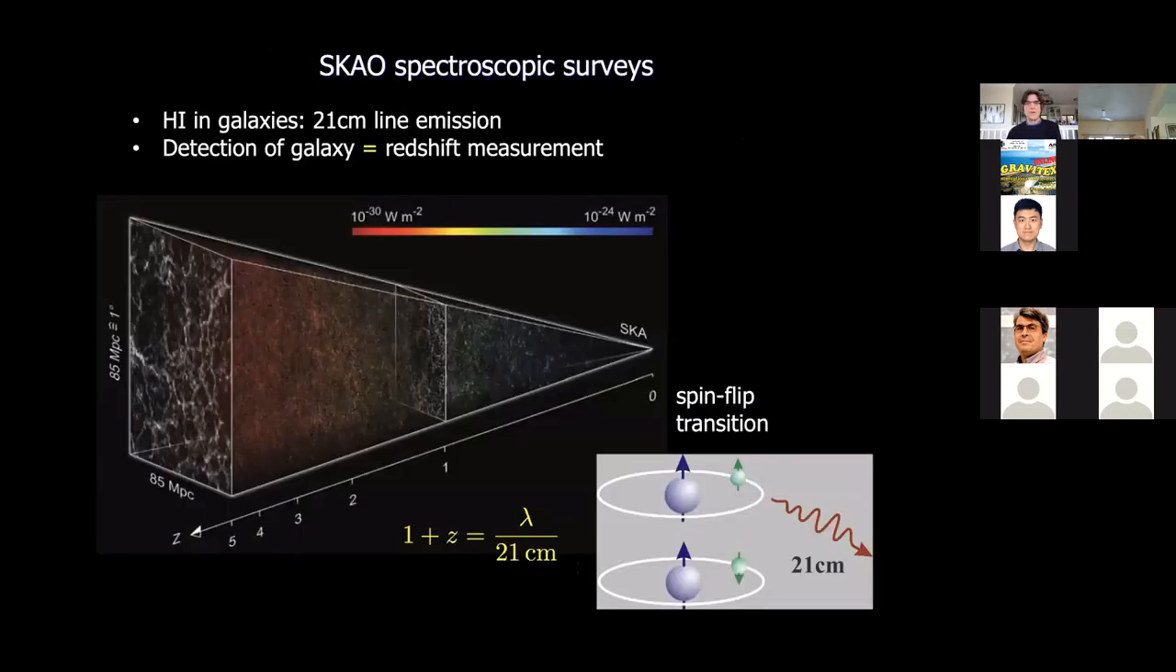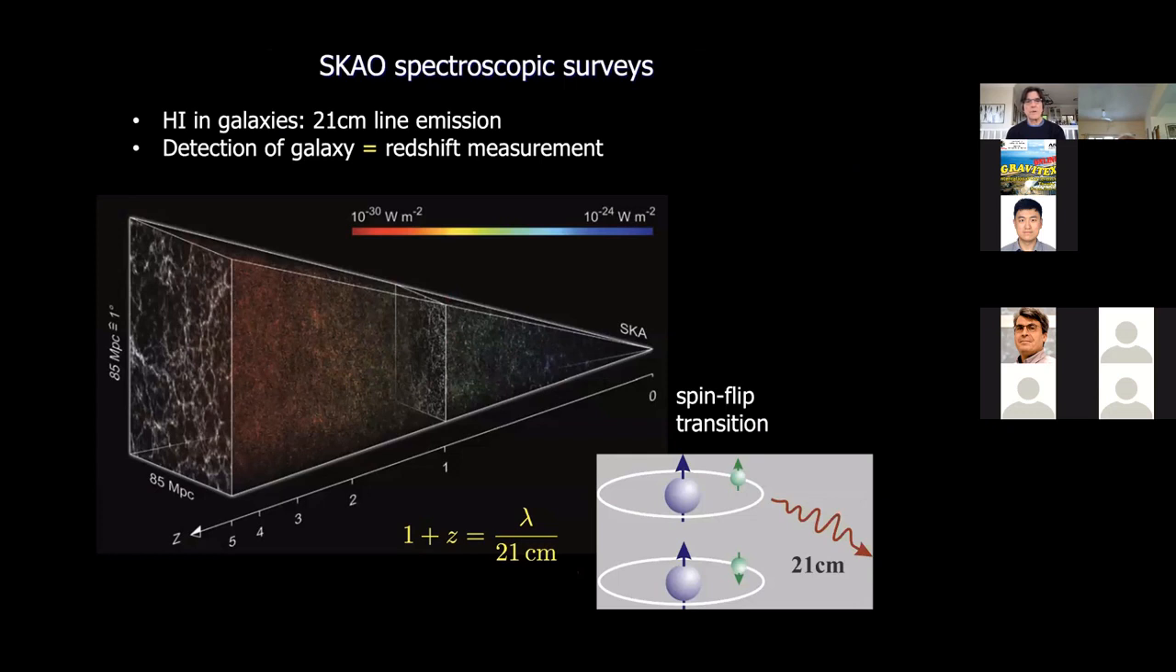So spectroscopic surveys with the SKA observatory are based on the fact that neutral hydrogen actually emits a radio line called the 21 centimeter line. It's a very weak line, but hydrogen is very abundant. It's the most abundant baryonic element in the universe.